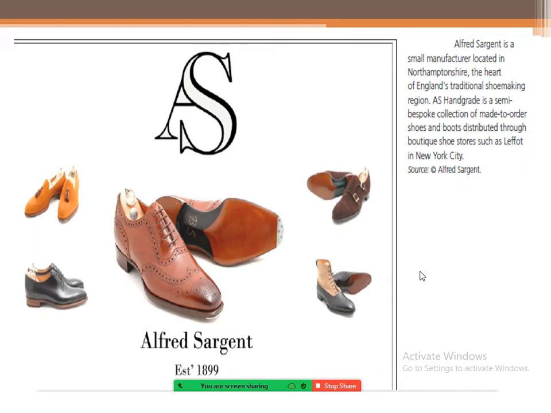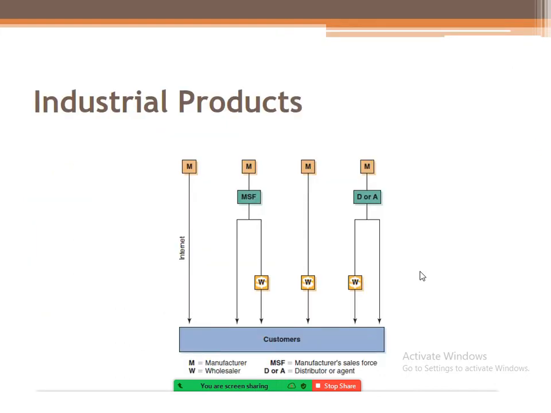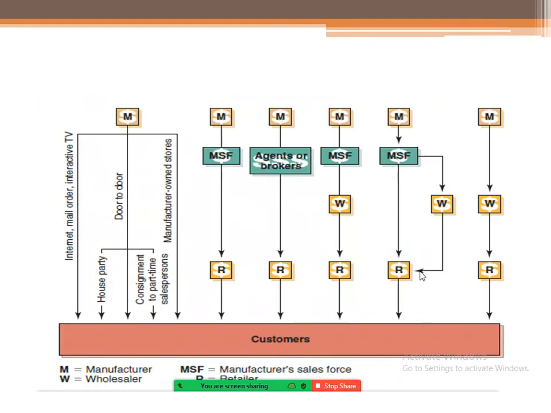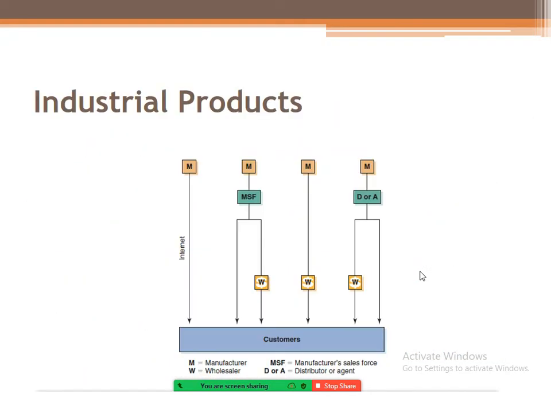So we'll talk about the industrial products. Now this figure, we have seen here the consumer products, the distribution channel or suggested distribution channel for the consumer products. Now here for industrial products they have given us one figure. So this figure summarizes the marketing channel alternatives for the industrial products, or you can say business products.